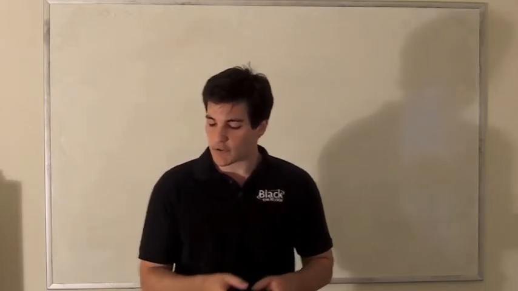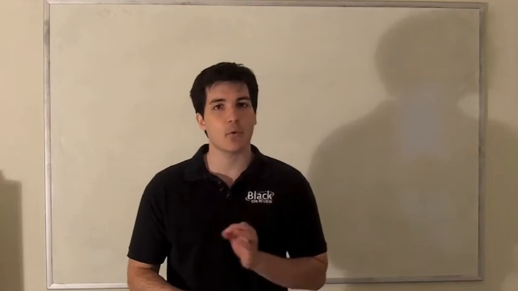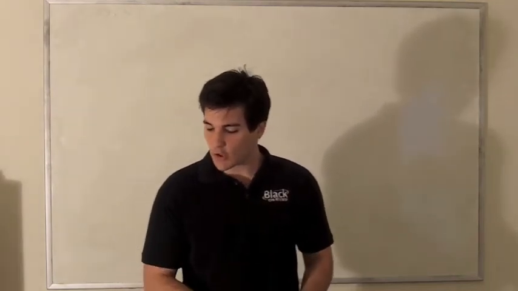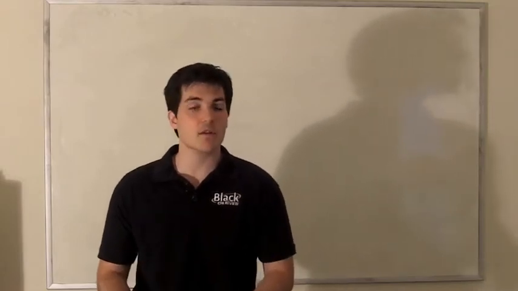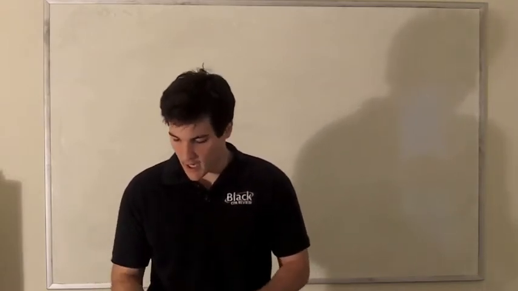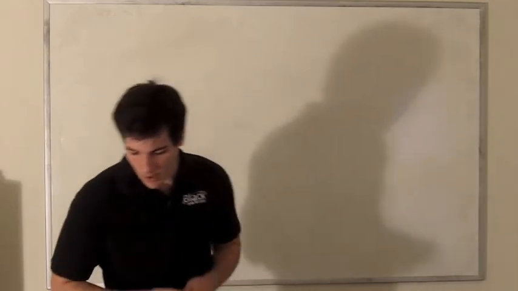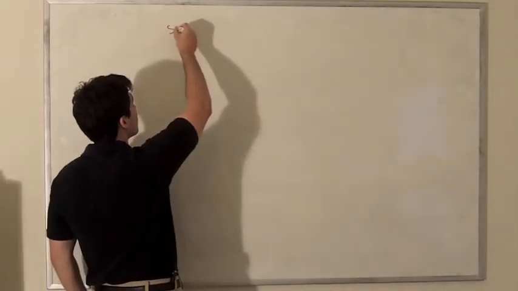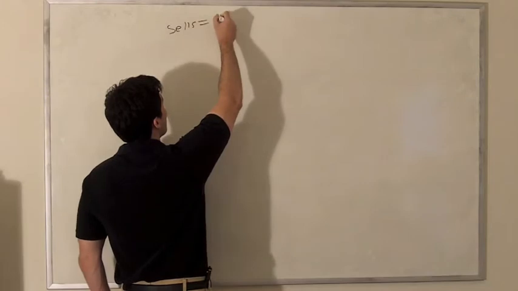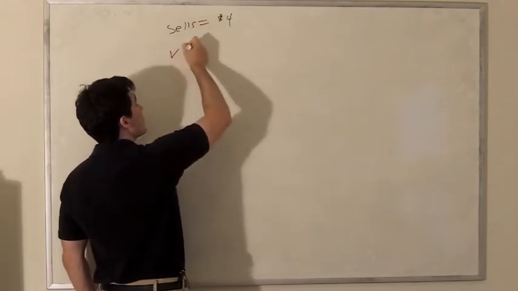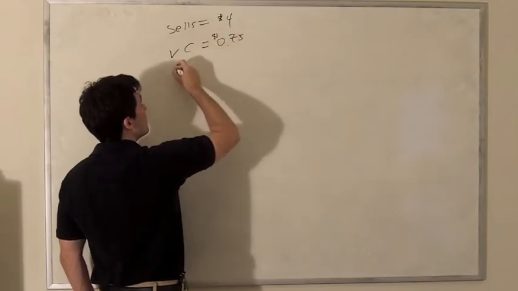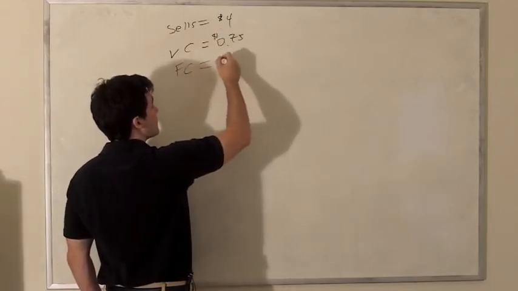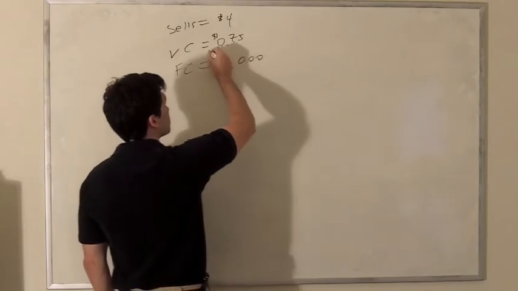It says here that ABC Company produces a product that sells for $4. The variable costs are 75 cents per unit, and fixed costs for the company are $12,000. So, the product sells for $4, you have variable costs of 75 cents, and you have fixed costs of $12,000.